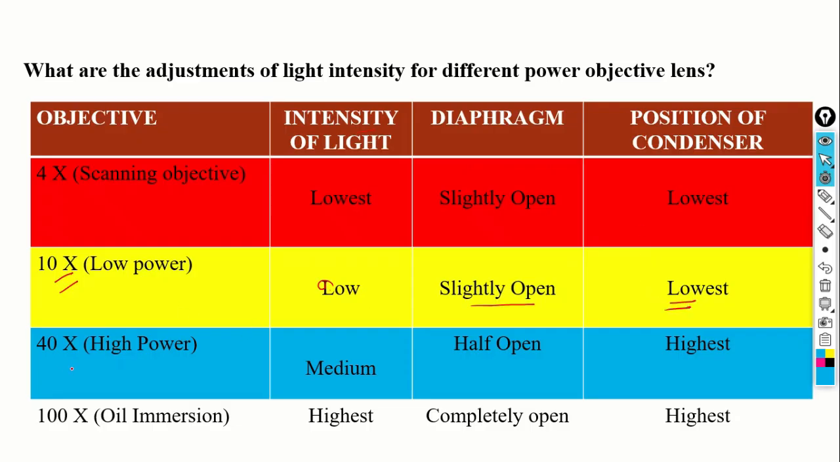If you are using 40x high power for RBC especially, this 10x we use for WBC counting. In this 40x, the intensity of the light is medium, the diaphragm is half open and the position of the condenser is at the highest. If we are using the oil immersion technique 100x, especially for DLC counting, then the intensity of the light is highest, the diaphragm is completely open and the position of the condenser is highest. This is the adjustment of light intensity for the different power objective lenses.